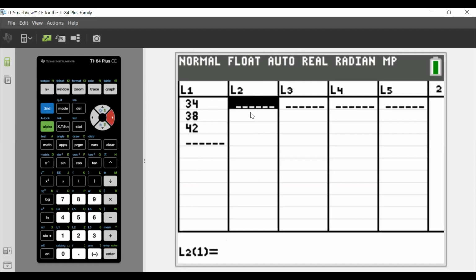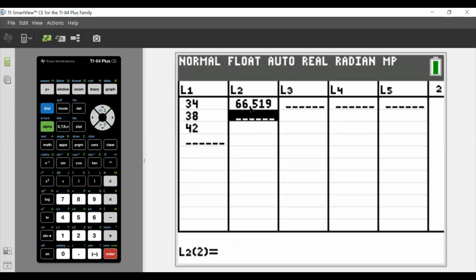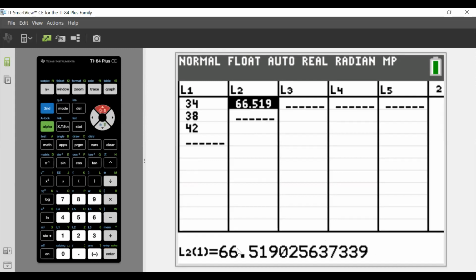So now we're going to take our equation, 89.391 minus 6.486 ln of 34. Okay, and if we hit enter, it does that calculation for us. Now, if we go back up, guess what? We just see the number. We don't actually see the equation.